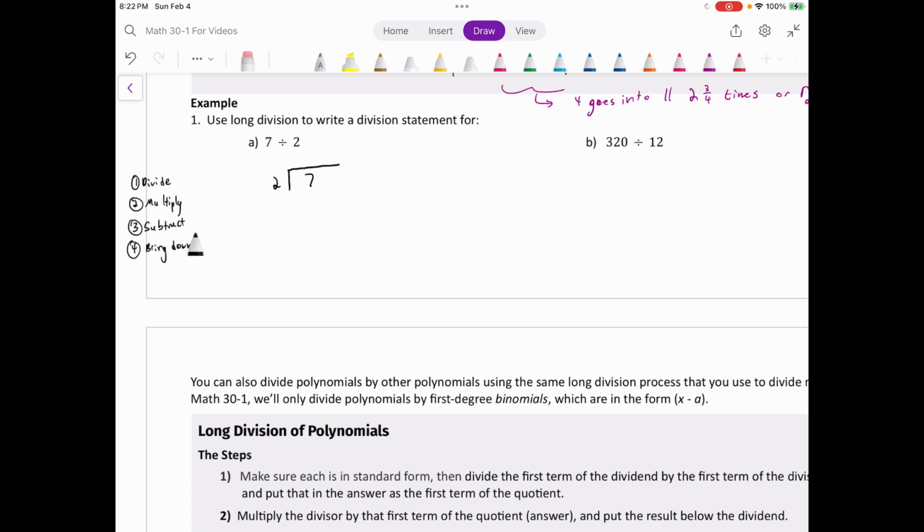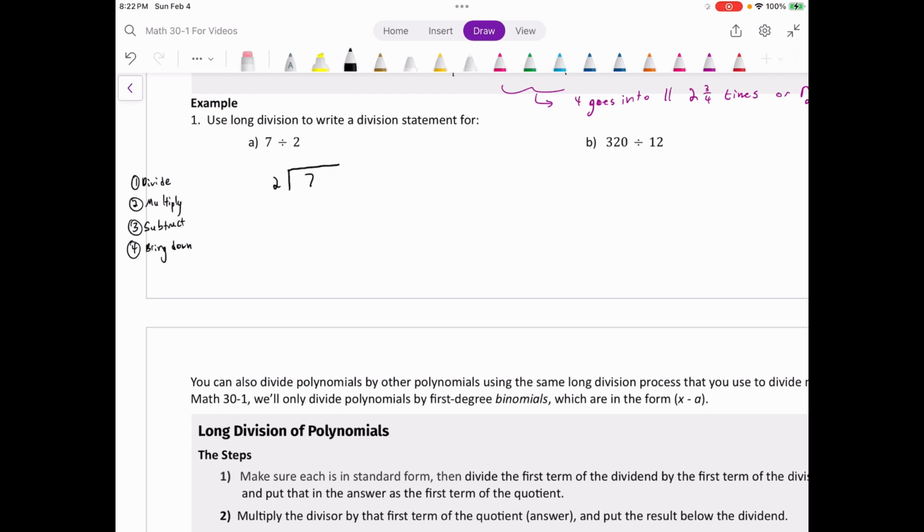I'll just put them there so we can reference them. And again, these aren't just random steps. It's talking about how many times does 2 go into 7. Multiply to figure out how much that represents, subtract to figure out what's left over, and then we bring down in case there's more parts of the number to continue dividing, okay?